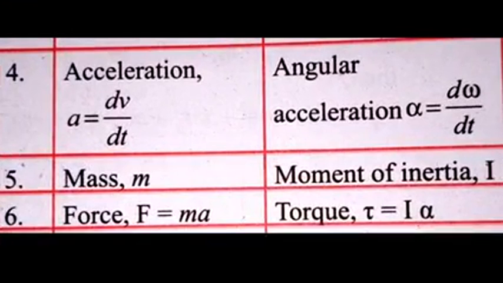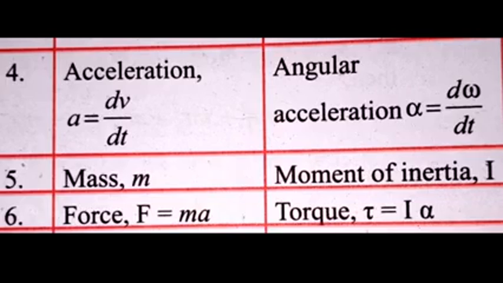Fourth one, acceleration. Acceleration is represented by the letter a. The definition of acceleration is the change in velocity by time taken. Therefore a is equal to dv divided by dt. In rotational motion, it is represented as angular acceleration, denoted by the letter alpha. Therefore alpha is equal to the change in angular velocity by time taken, alpha is equal to d omega divided by dt.